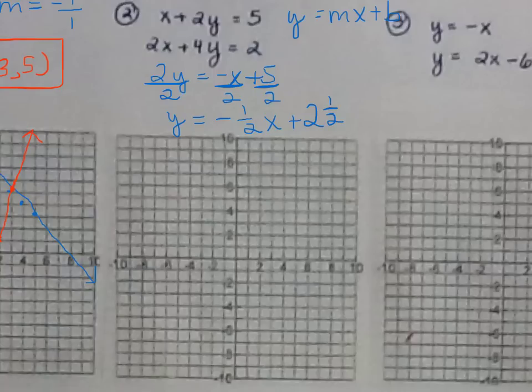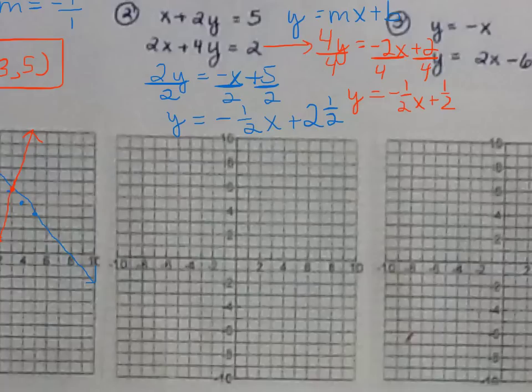Then if I switch colors, I'm looking at the second line, and I want to get it also in slope-intercept form. So here we go. Subtract the 2x over, so I get 4y equals -2x plus 2. That's subtracting the 2x over. Divide everything through by 4. Definitely did not leave enough room here, but hopefully you guys are scrunching it in. And then I get y equals -1/2 x plus 1/2.